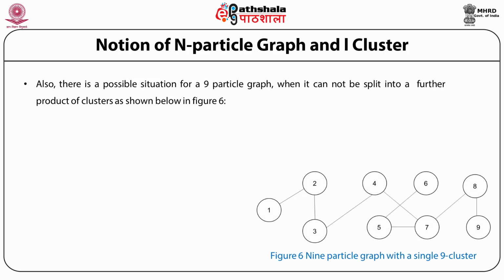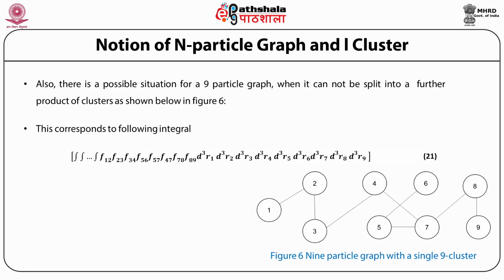Also, there is a possible situation for a 9-particle graph when it cannot be split into a further product of clusters, as shown below in figure 6. This corresponds to the following integral, that is a 9-dimensional integral over f12, f23, f34, f56, f57, f47, f78, f89. This integral cannot be factorized into further subintegrals.